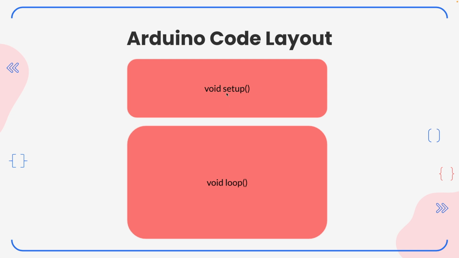So we have this setup chunk, and then we have this loop chunk. There are two different things happening here. It's important to understand what each part does and what the differences are. So let's talk about that.